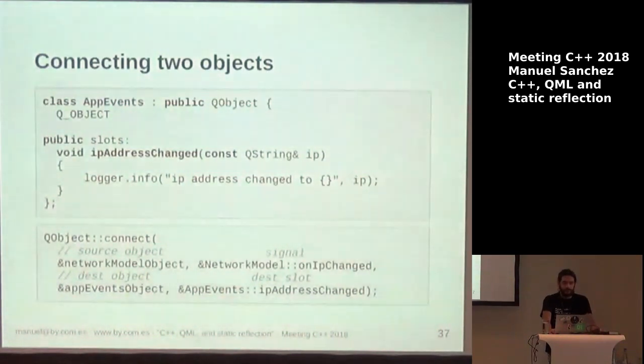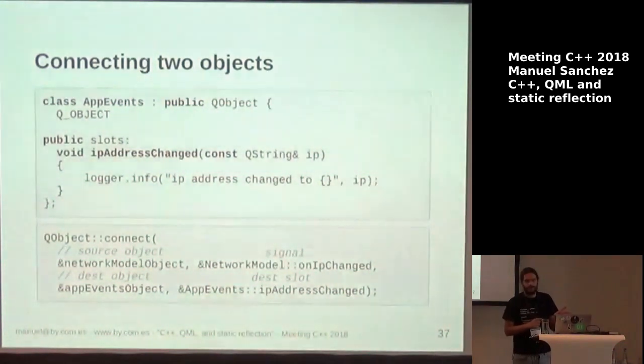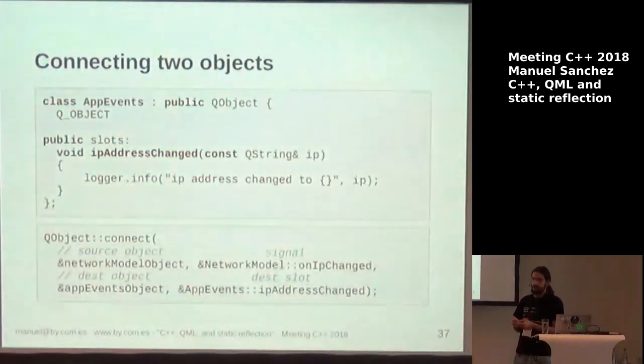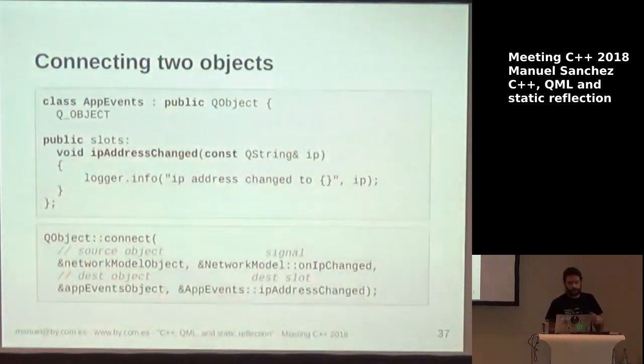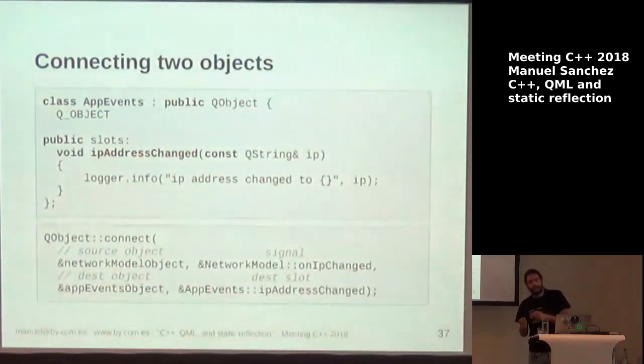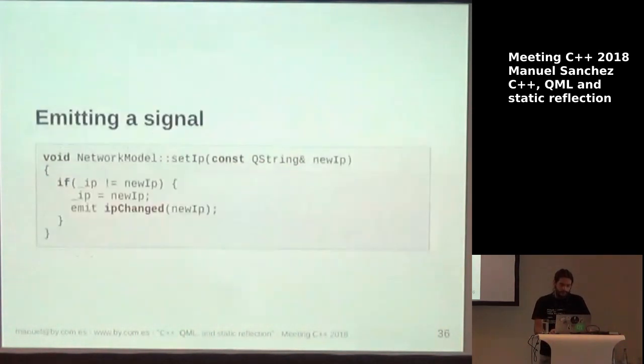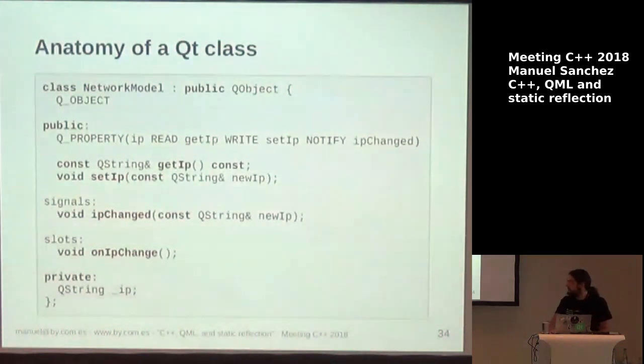And to connect two objects, you take the object that emits the signal, with the signal itself, which is the pointer to a method. Then the destination of that signal, so the object you want to subscribe to that signal. And finally, the destination slot, that is the method that will be called when the signal is fired. So we have something like this. It could work. Write all your getters, all your setters, all your properties, all your signals.